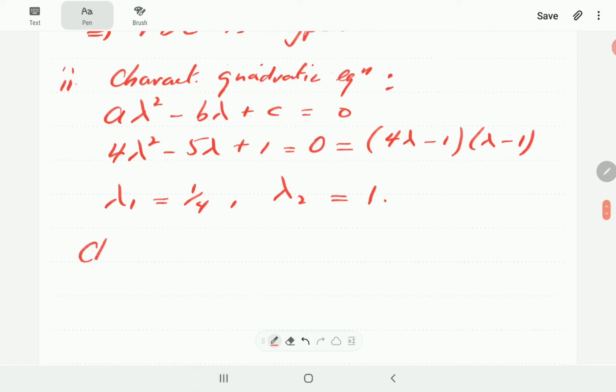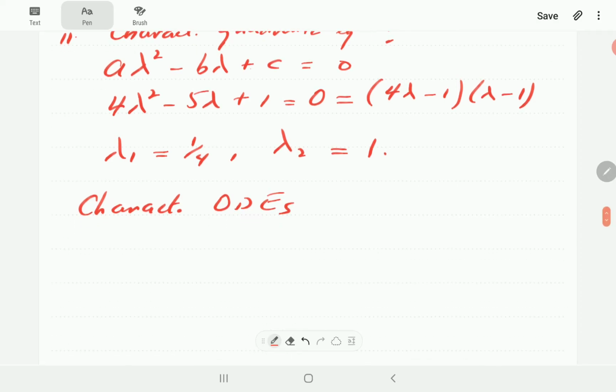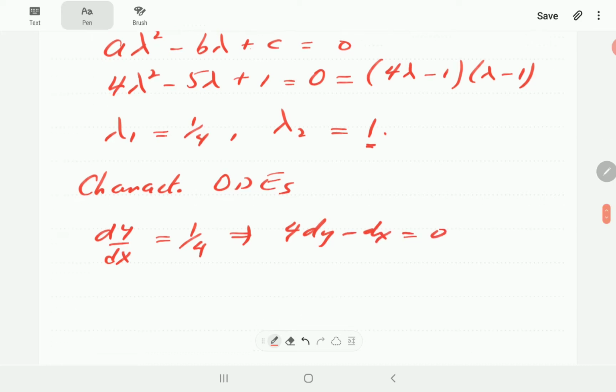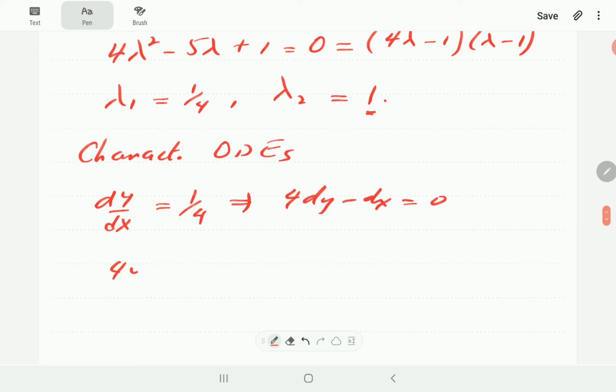Okay, then from here we can write the characteristic ODEs. Characteristic ODEs given by dy/dx equal to lambda 1. So that's the first one. And then the second one, dy/dx equal to lambda 2. From here we can see that 4 dy minus dx is 0. So that means 4y minus x is a constant c1.